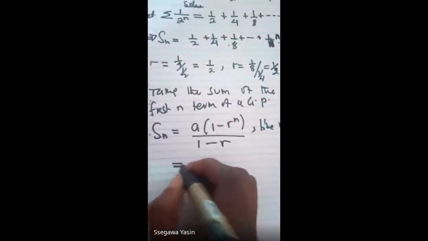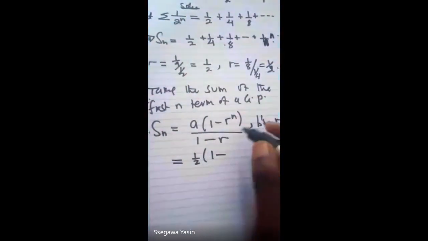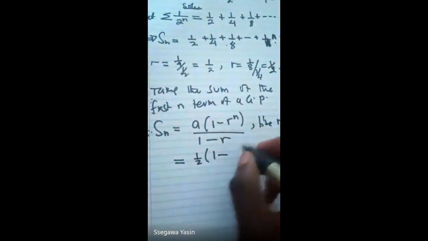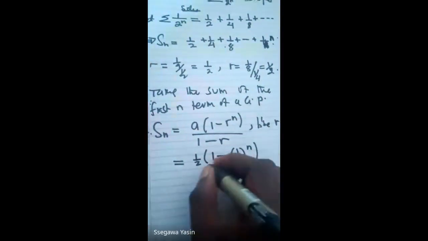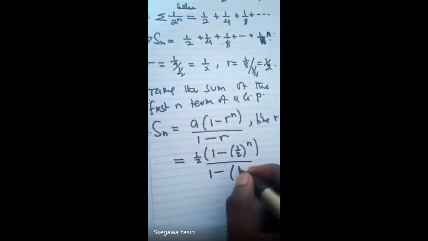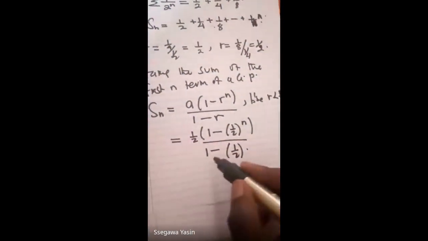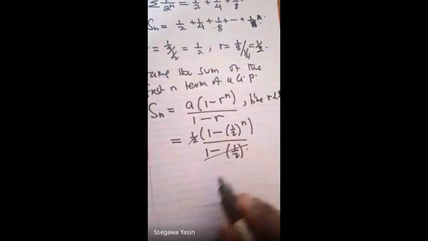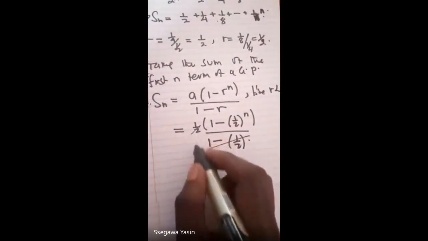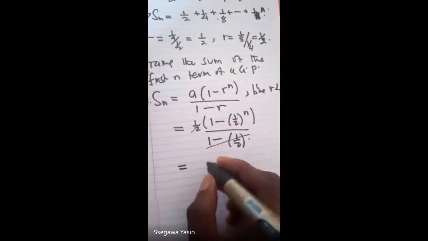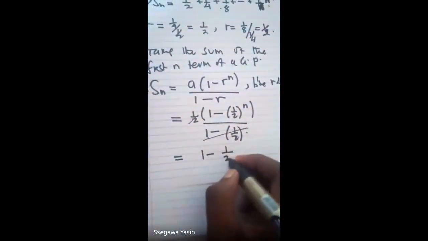So this is equivalent to a half into 1 minus our R, a half, to power n, over 1 minus a half. Can you see that the whole of this will go with this? Because we shall remain with a half, and this is already a half. And then here we shall have something close to 1 minus 1 over 2 to power n.